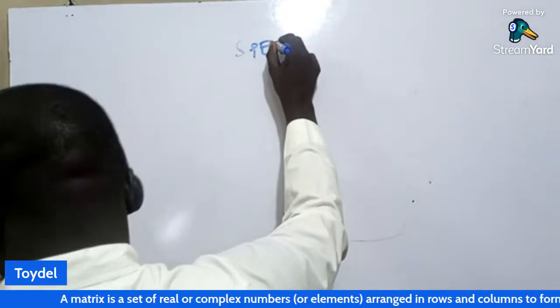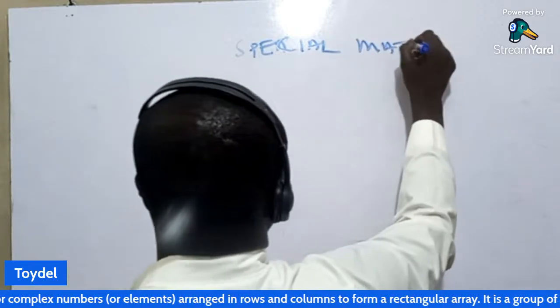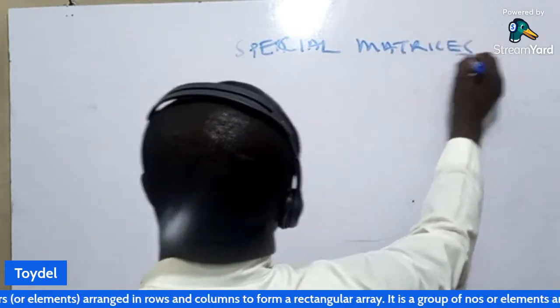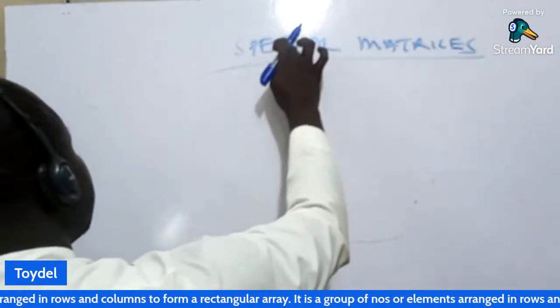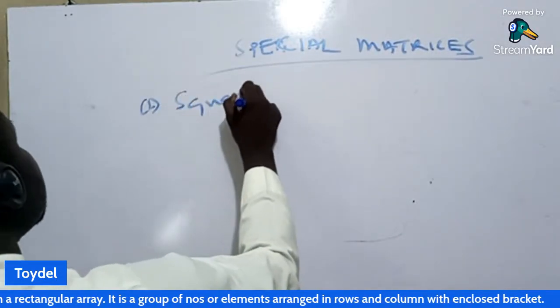I want to talk briefly on special matrices. These are the matrices that we are all expected to be familiar with. The first one is called a square matrix. A square matrix.